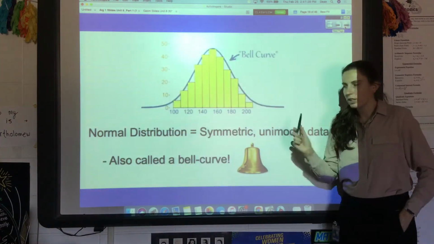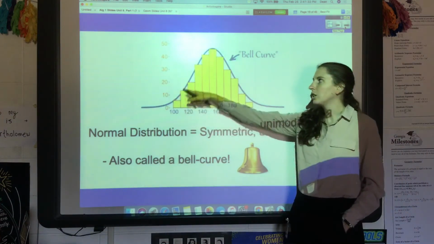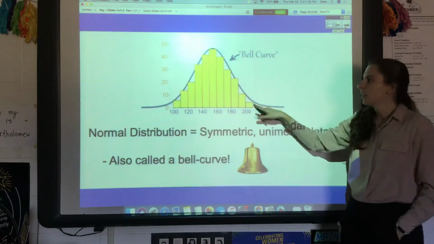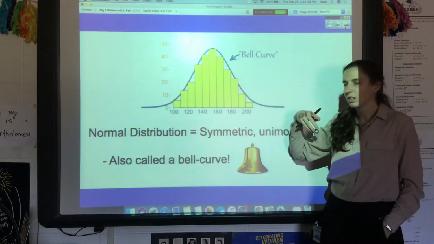All right, I do want to mention this as well. Anytime you have a data set that is symmetric and unimodal, so one peak, that is called, you may have heard, a bell curve, and that's what this is. It looks like a bell.